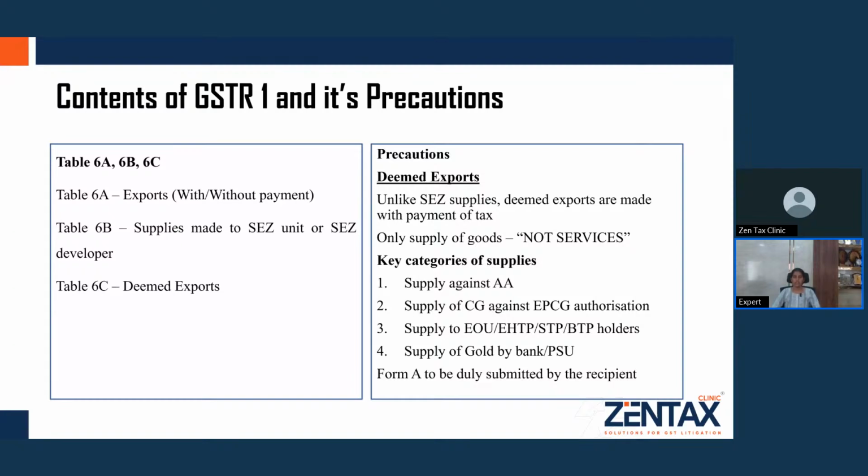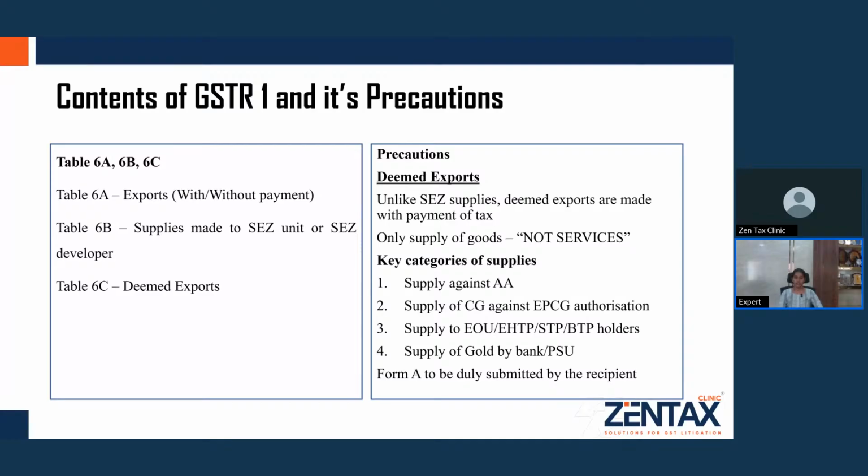So unlike SEZ supplies, deemed exports are made with payment of tax. As we saw already, exports and SEZ supplies are made either with payment or without payment. But in case of deemed exports, the supplies can be made only with payment. And what are the key categories of supplies?